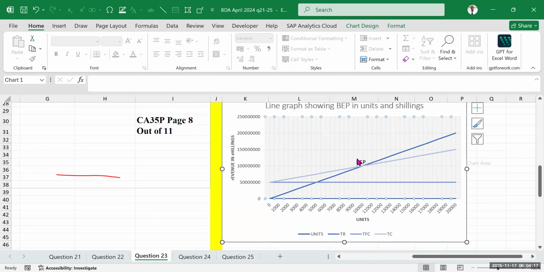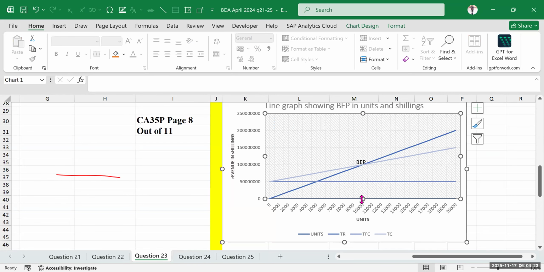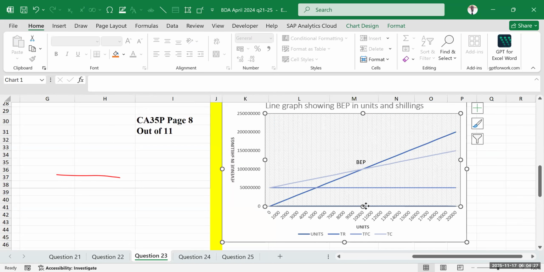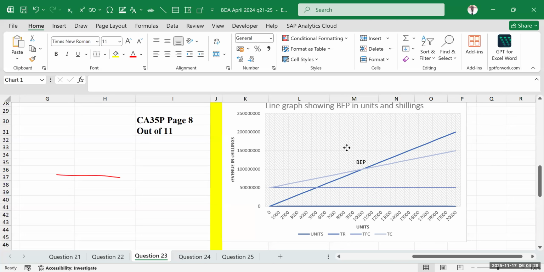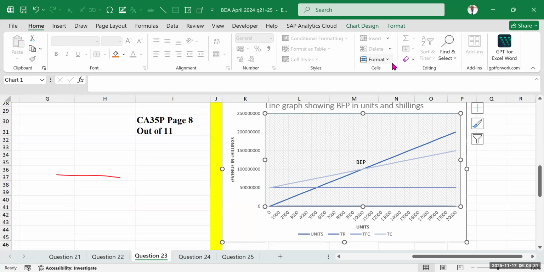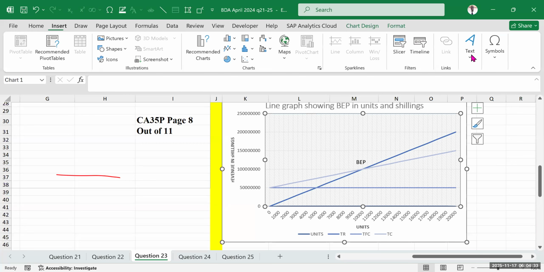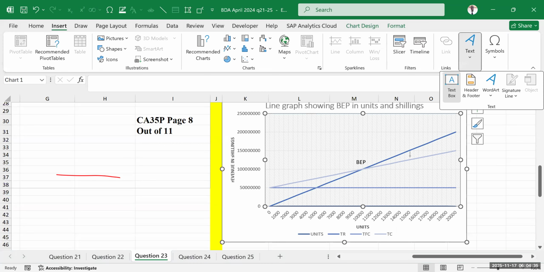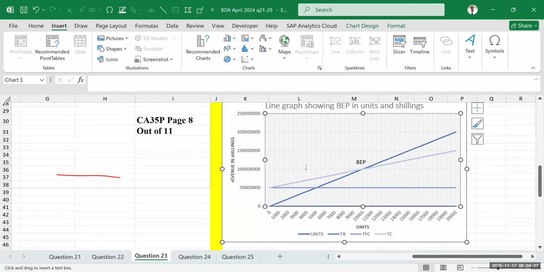So what do you do? You go again and insert the chart. I'm just trying to expand my chart a little bit like that. Okay. So you go again to the Insert tab. I want to insert another text box, and the text box I want to insert is to show the profit zone.